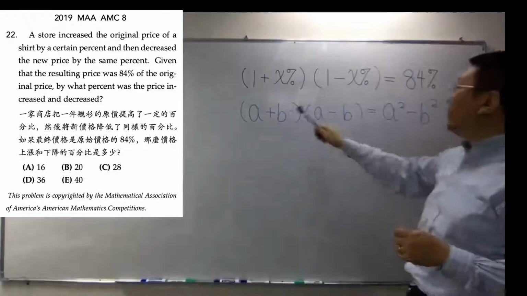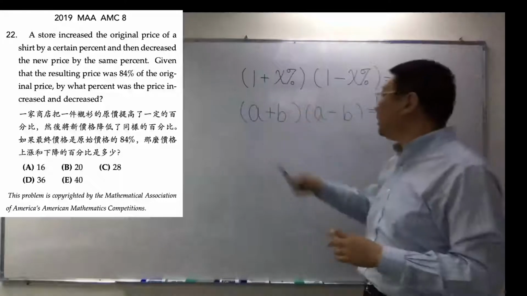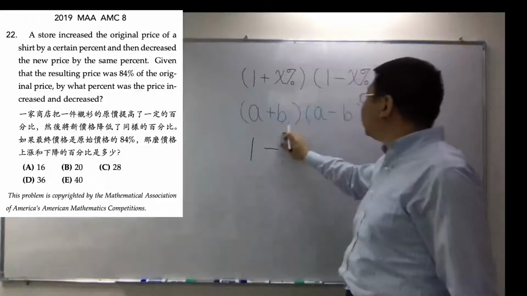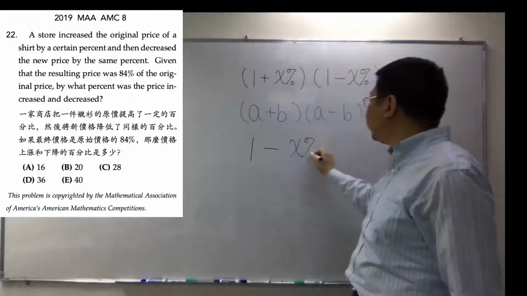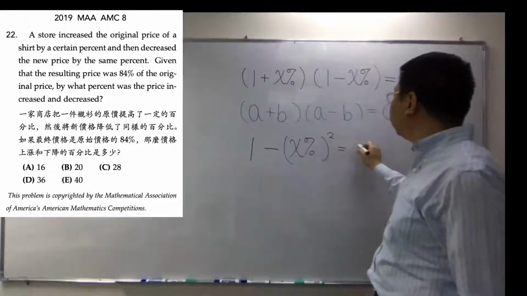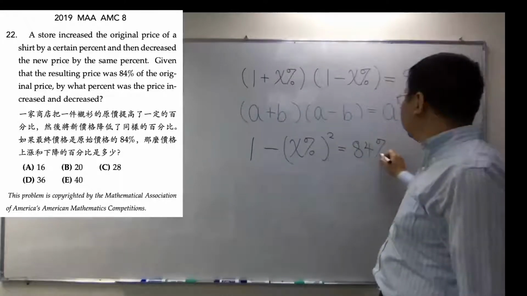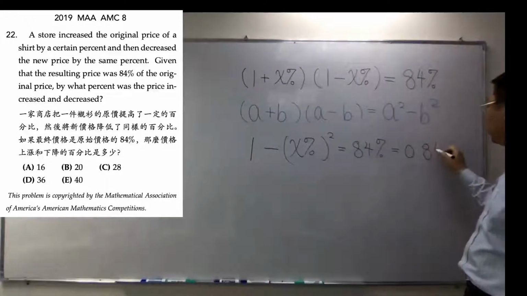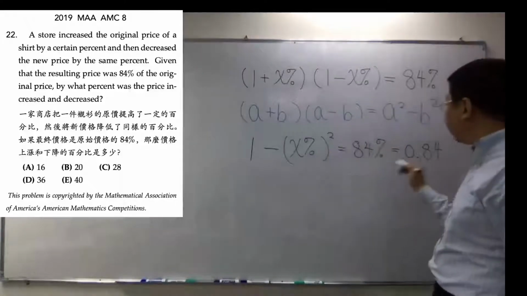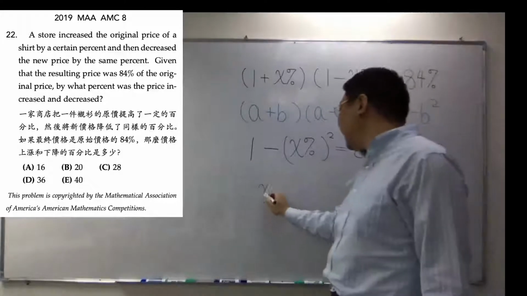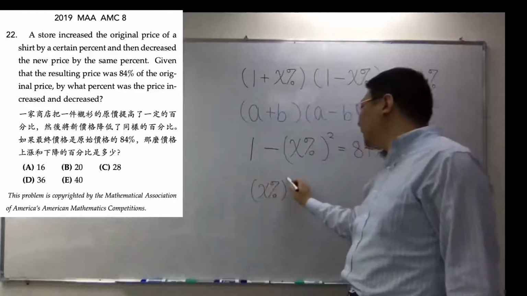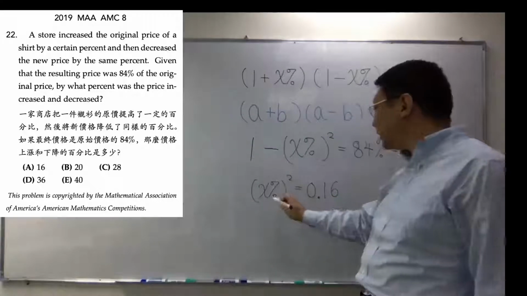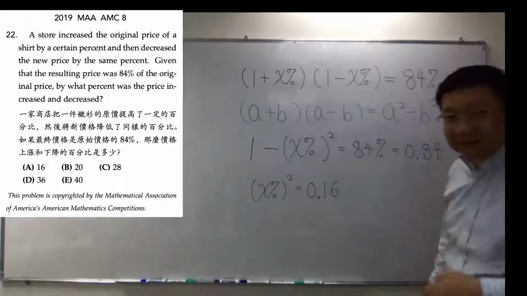So here, by using this formula, we can directly simplify the left side into what? Into 1 squared, which is 1, minus this B, which can be regarded as X percent squared, equals 84%. Maybe we change this 84% just to a decimal. So 0.84. So 1 minus X percent squared equals 0.84. Of course, this would be 0.16. So X percent squared is 0.16.